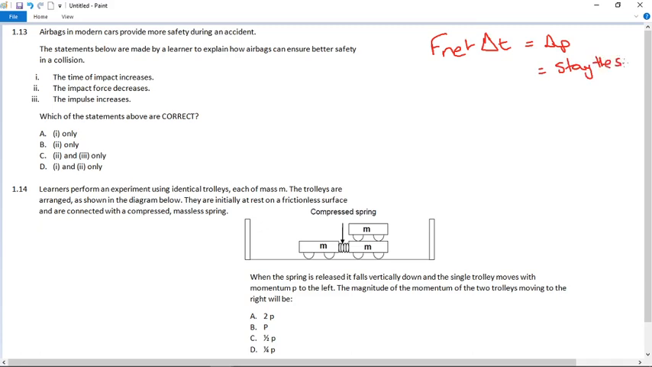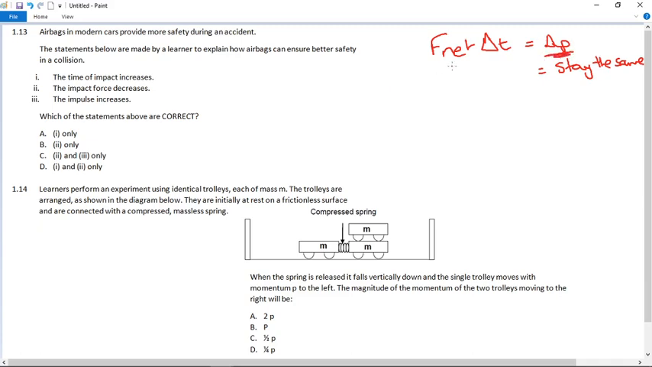What is happening? You have got your mass and you have got a final velocity and initial velocity, and your final velocity is going to be 0. You're not changing your mass in the collision, you're just changing your velocity. So you go from a very fast velocity to 0. So it doesn't matter whether you've got an airbag or not, this delta P is going to stay the same.